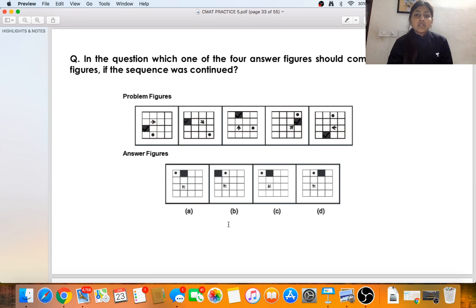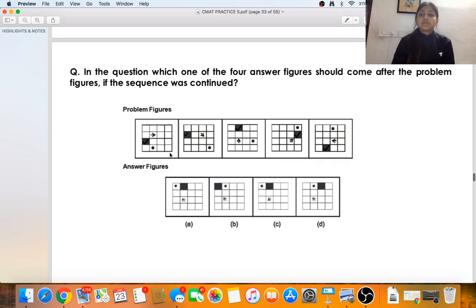Okay, this was not in the test because of the diagram. We couldn't go there. But anyway, since we have come across this, we'll solve it. So in the question, which one of the four figures should come after the figures if the sequence was continued? What will be the answer?